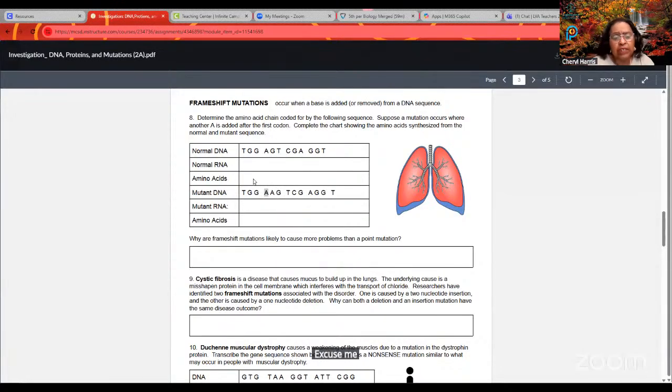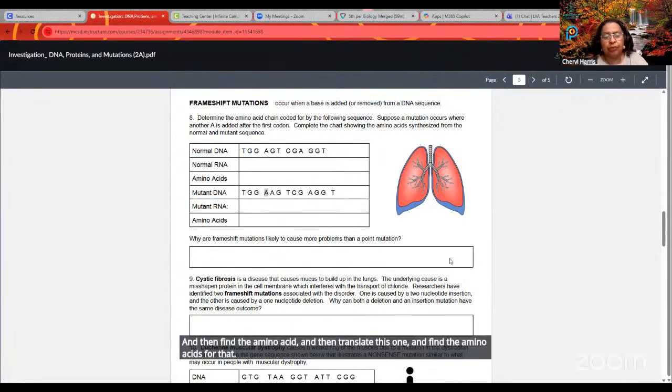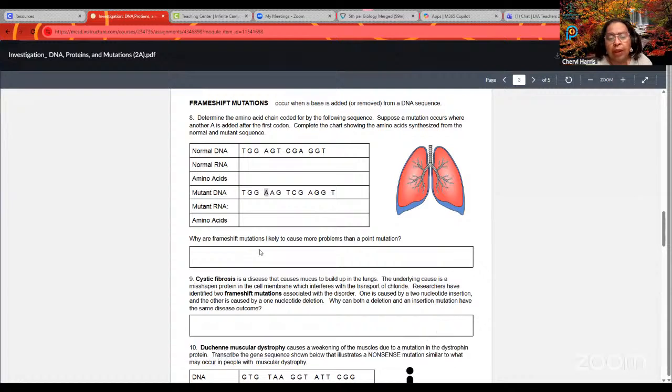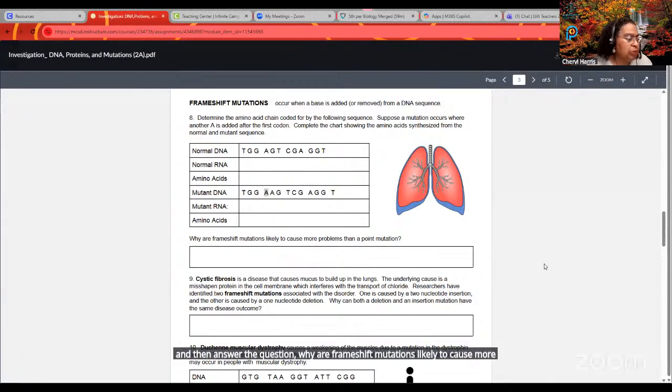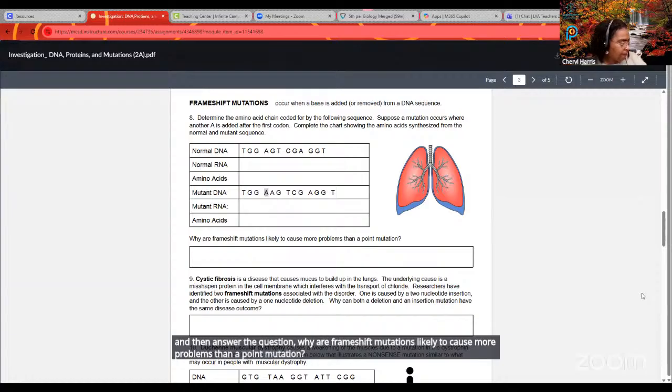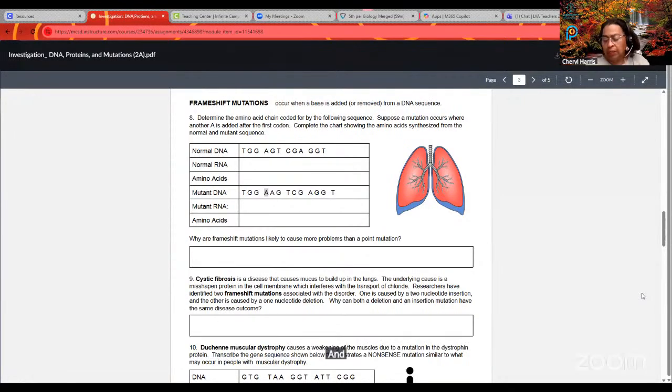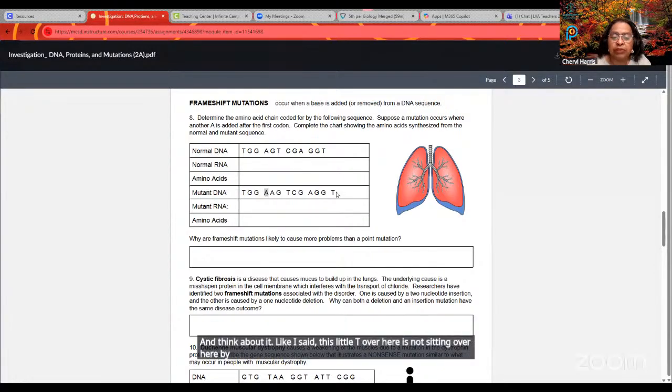Take a few minutes to translate and find the amino acid, and then translate this one and find the amino acids for that. Then answer the question: why are frame shift mutations likely to cause more problems than a point mutation? Think about it. Like I said, this little T over here is not sitting by himself. It's really connected to the next set of triplets.